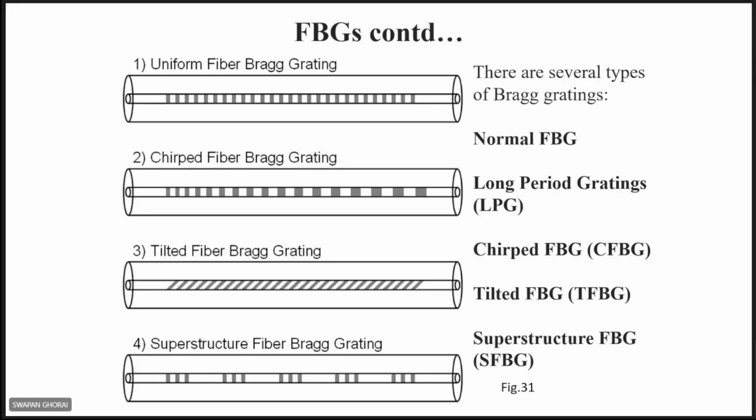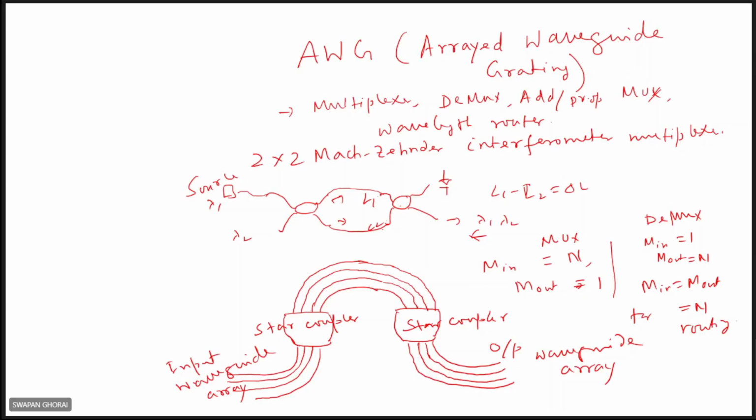Can be normal gratings, long period gratings, chirped gratings, superstructure gratings, right? Superstructure grating is most important in the sense of sensing applications. It can be used for multi-parameter sensing. At a time, it can sense more than one parameter. So generally, sensors are there for a particular measurement, but here this grating can be used for multi-parameter sensing. Arrayed waveguide gratings we have seen this also last time. This can also be a router, multiplexer, demultiplexer, add-drop multiplexer also.